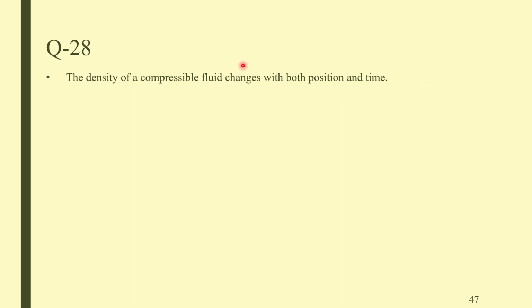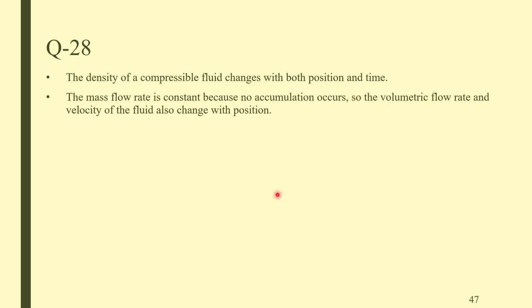Density of a compressible fluid changes with both position and time, and since volumetric flow rate is meter cube per second, density would be varying, therefore the volumetric flow rate would be changing as well. Mass flow rate is constant because no accumulation occurs. So volumetric flow rate and velocity also change with respect to position. Therefore, the right answer is mass flow rate, the one constant property.